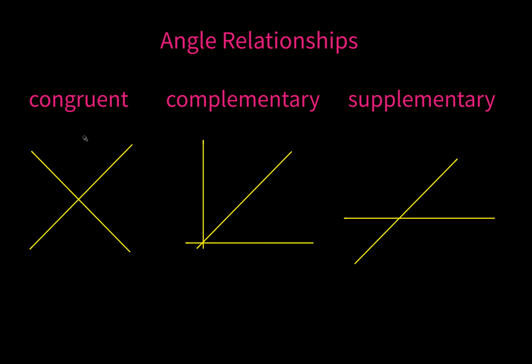So first is congruency. We see congruency when two lines intersect to make a pair of angles that are the same measure. So say this angle right here was 90 degrees. As these two intersecting lines form an opposite angle, it is going to be congruent to that 90-degree angle. So congruent means the same measure.